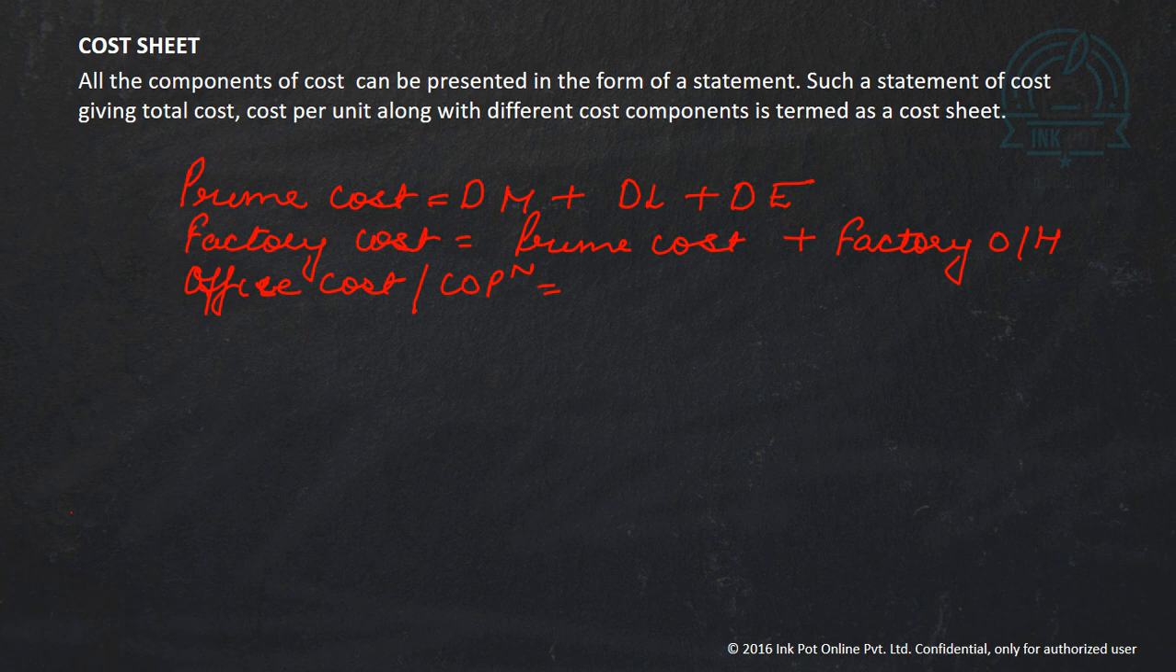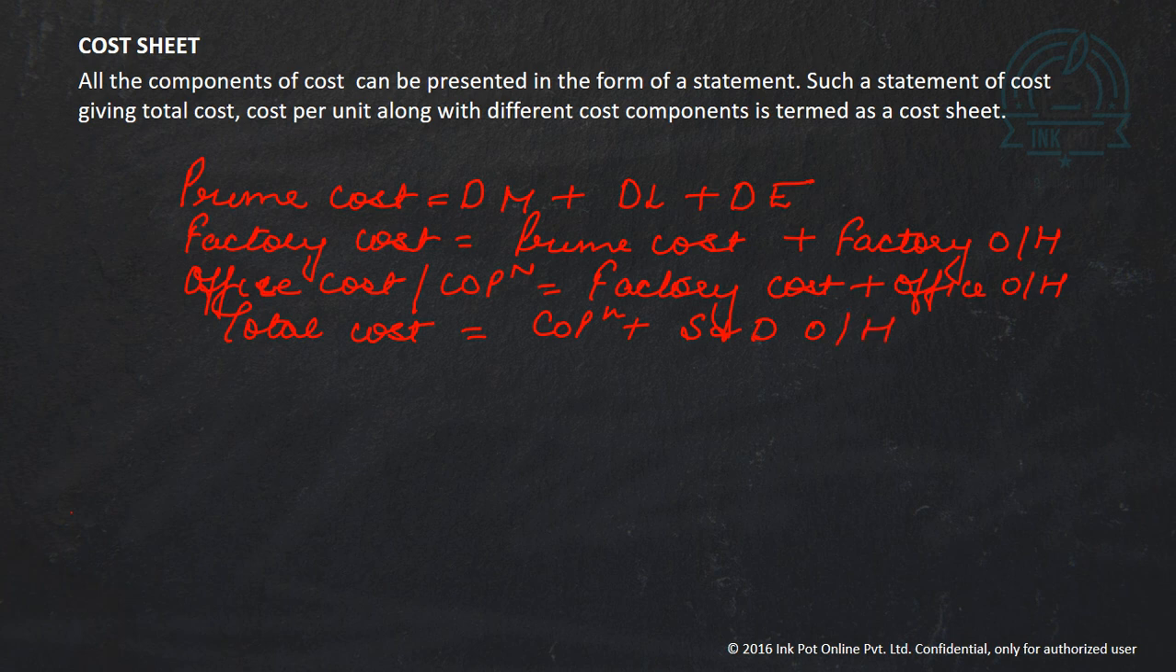So it is equal to factory cost plus office overheads. And the last component is total cost, which is equal to cost of production plus selling and distribution overheads.